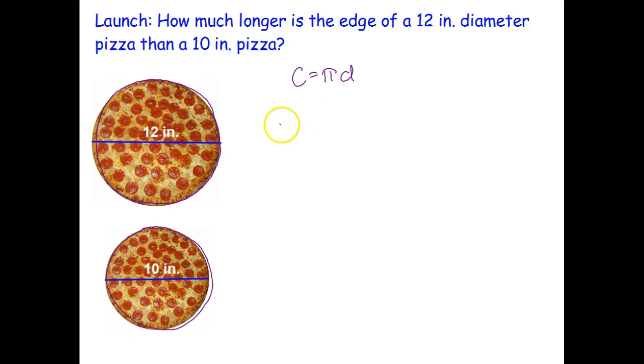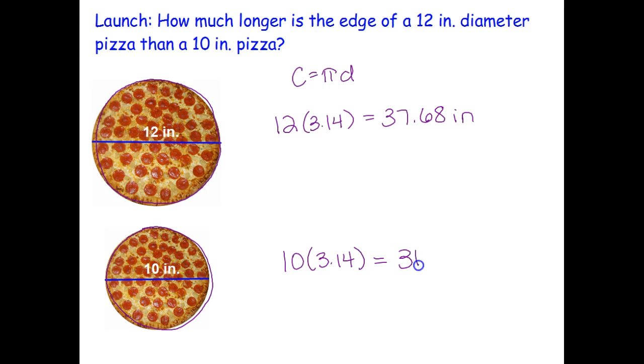We're going to do the approximate this time because it'll be easier to allow us to subtract those two values. So if we take 12 times pi, so 12 times 3.14, that would give us 37.68 inches. And then if we take 10 times 3.14, that's 31.4 inches. If we want to find how much bigger the 12 inch is than the 10 inch, we subtract those two and we get 6.28 more inches in the 12 inch than the 10 inch pizza.